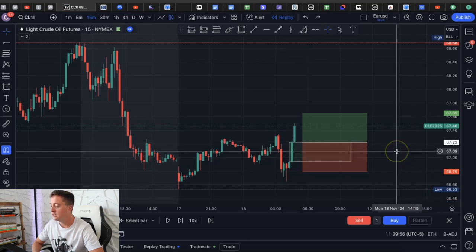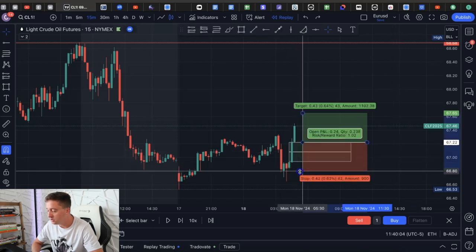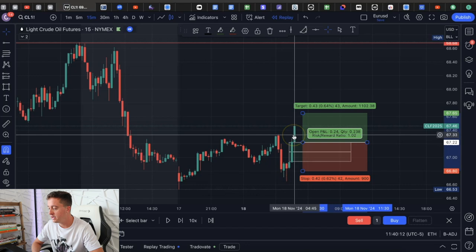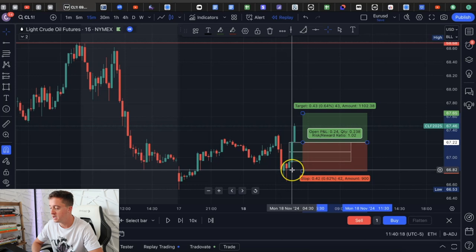Now, one thing that I love about these fair value gaps that makes it so simple to trade is when we're using our stop loss, all you're doing is putting your stop loss below or above the first candle that makes a fair value gap. So since we see a bullish fair value gap right here, we're looking to go long, our stops will be below the first candle that makes a fair value gap right here.